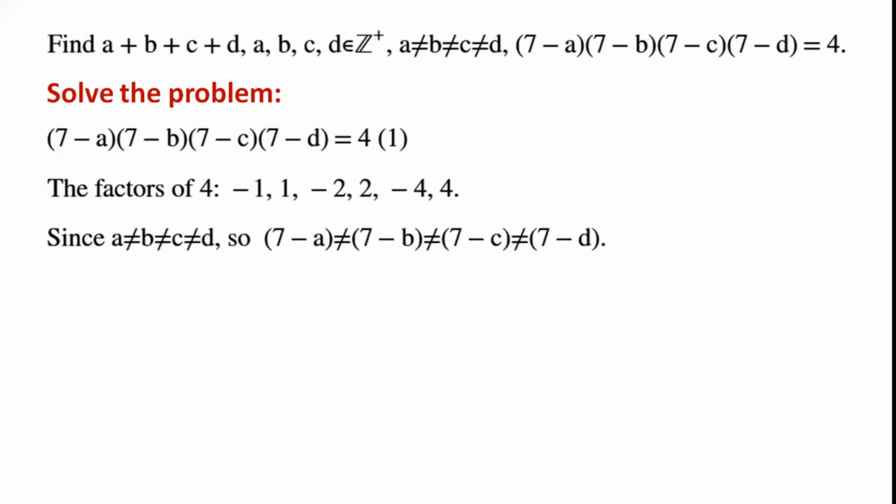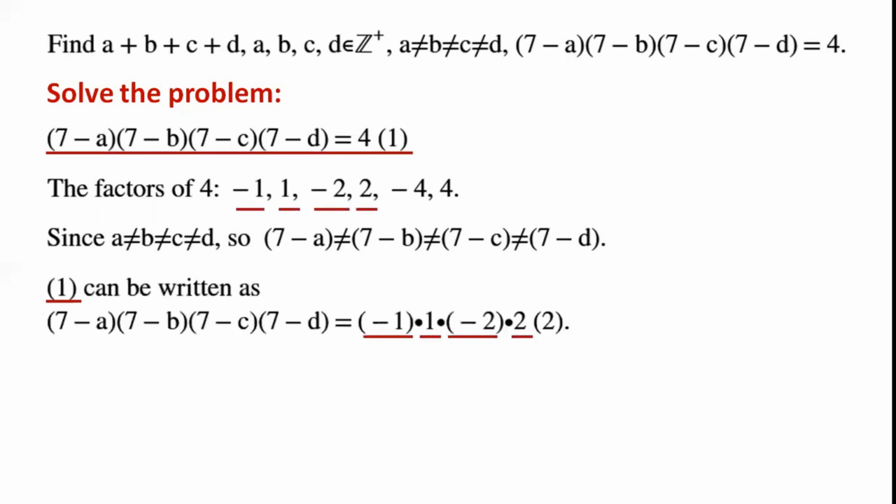Since a ≠ b ≠ c ≠ d, so 7 − a ≠ 7 − b ≠ 7 − c ≠ 7 − d. Equation 1 can be written as (7 − a)(7 − b)(7 − c)(7 − d) = (−1) × 1 × (−2) × 2.